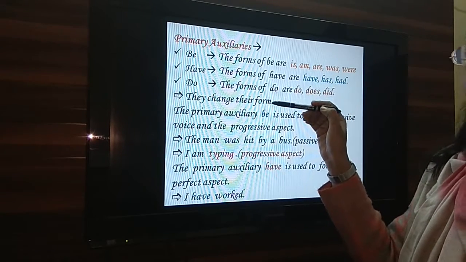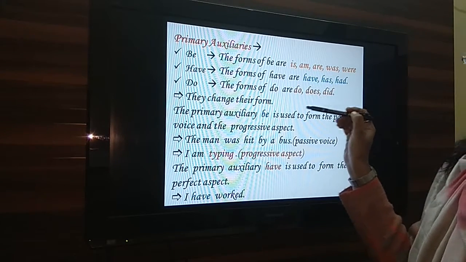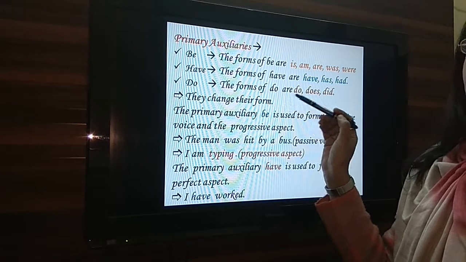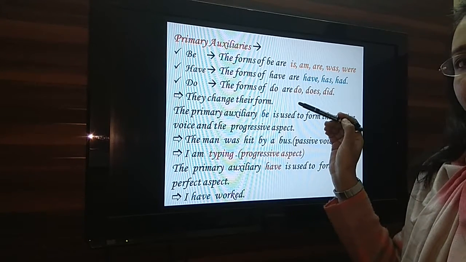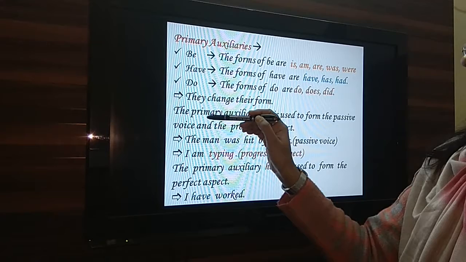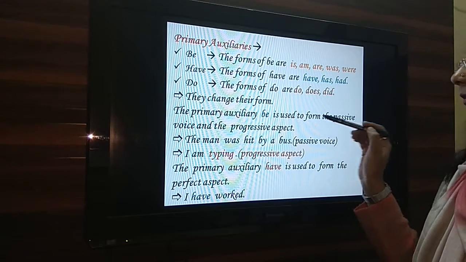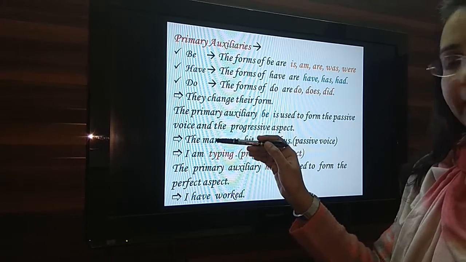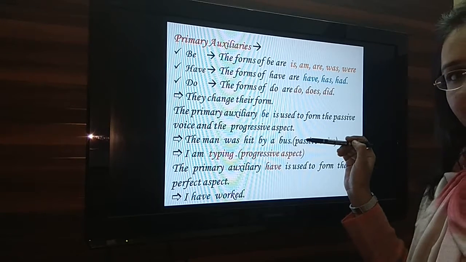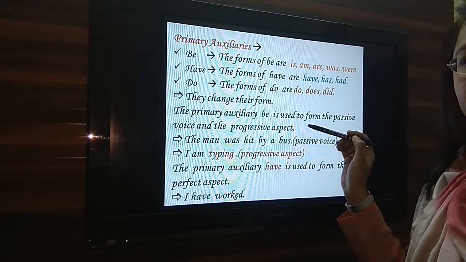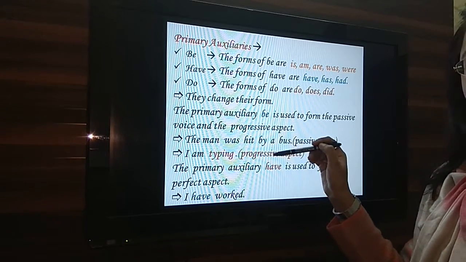I'm sure you will be able to learn more about it when you learn the tenses in my upcoming tutorial. The primary auxiliary be is used to form the passive voice and the progressive aspect. So again, these are the two very important features of primary auxiliary.